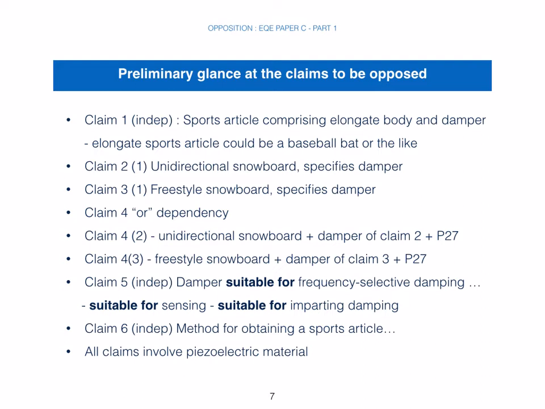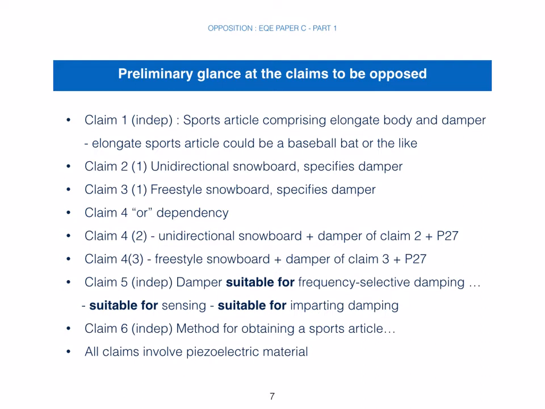So claim 4, when it depends upon claim 2, will be the unidirectional snowboard plus the damper of claim 2 and the piezoelectric material P27. And claim 4.3, when it depends upon claim 3, will cover a freestyle snowboard plus the damper of claim 3 and the piezoelectric material P27. So we'll have to deal with claim 4 as two separate claims.